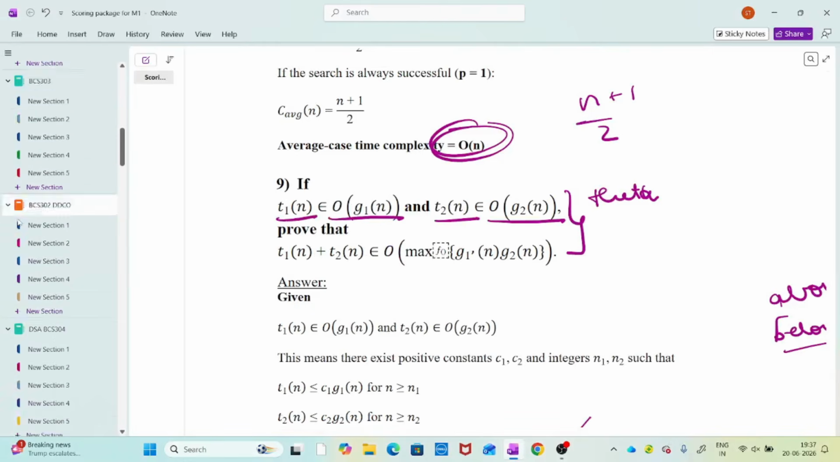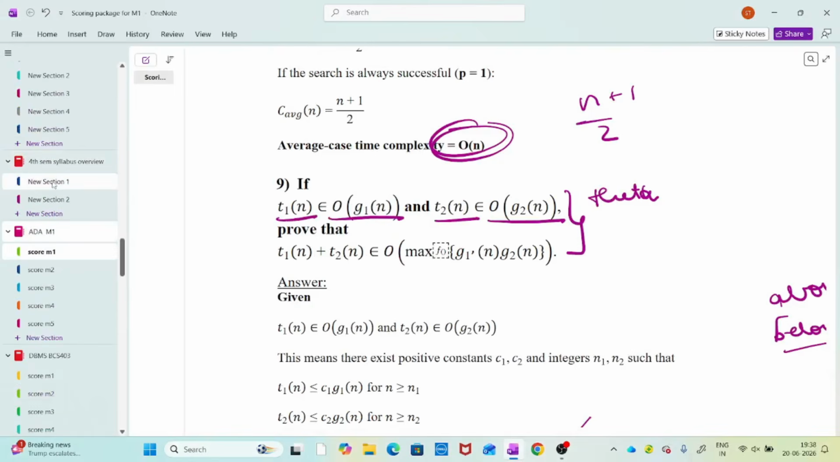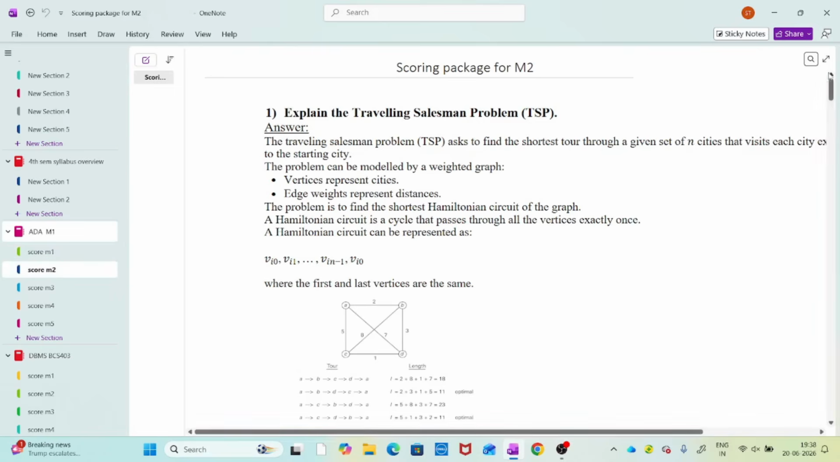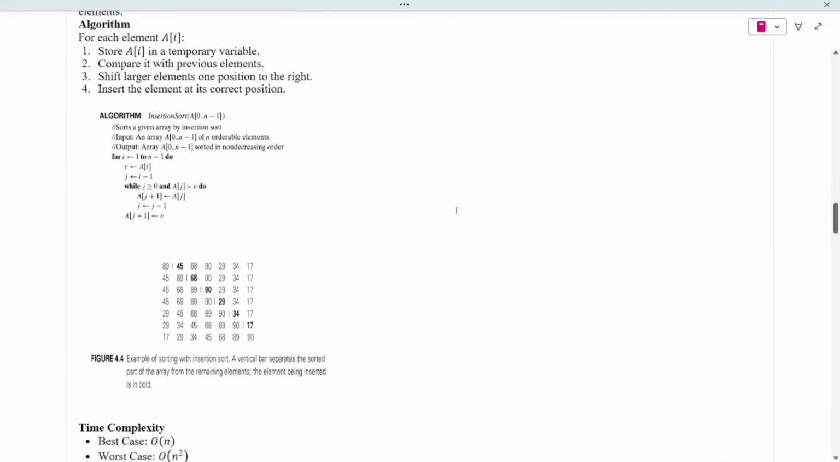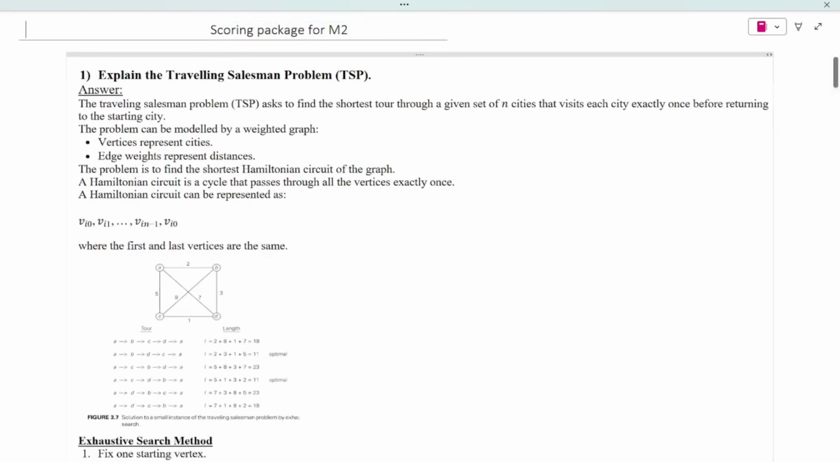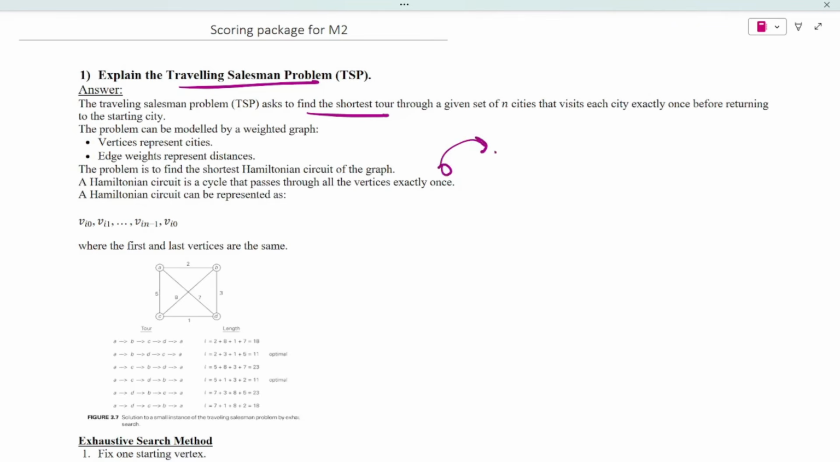Now I'll be covering the second module. The first question they have given is the travelling salesman problem. What is the travelling salesman problem? First you will be finding the shortest path, where the travelling salesman travels from one place to another, or you can take it from one city to another city. What you have to find is the shortest distance that he goes from one city to another city, and he will return back to the same city. That is how you find it.